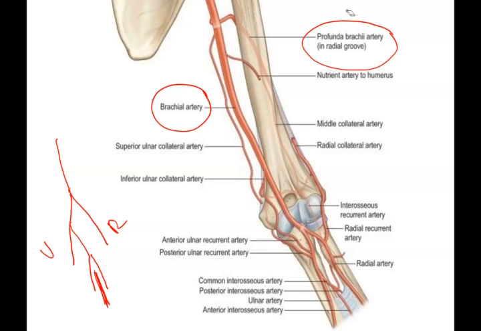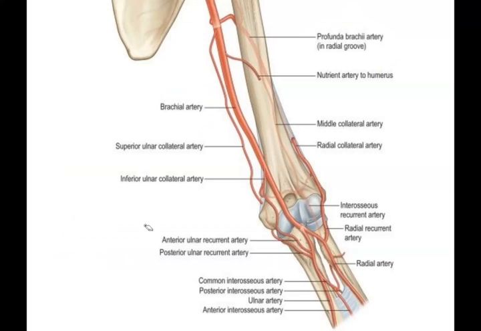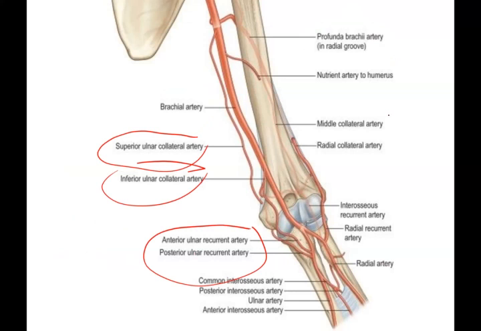Then there's another point that you can see here. I think there's another separate slide also on that. You can see several other branches here: superior ulnar collateral, inferior ulnar collateral, anterior and posterior ulnar recurrent arteries, middle collateral, radial collateral, interosseous recurrent and radial recurrent. All these arteries that I have circled contribute to form the anastomosis around the elbow. So there's a fairly good anastomosis around the elbow joint.